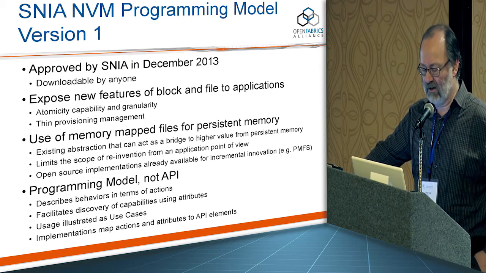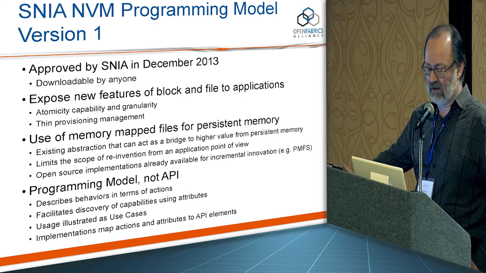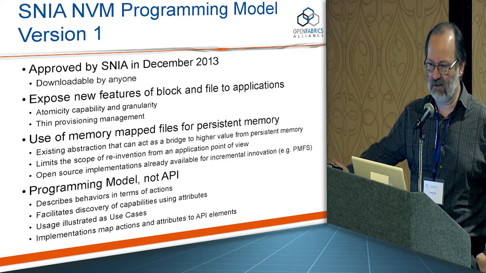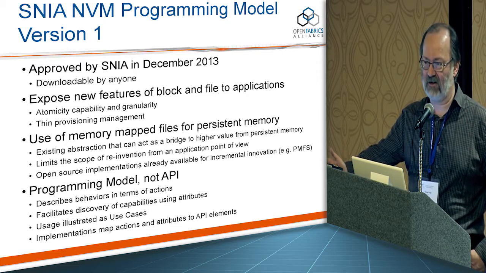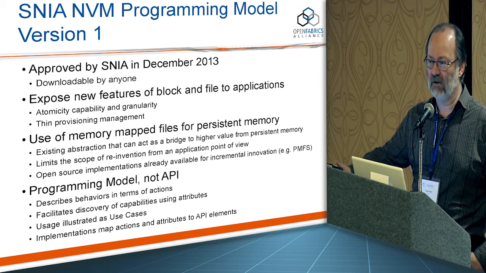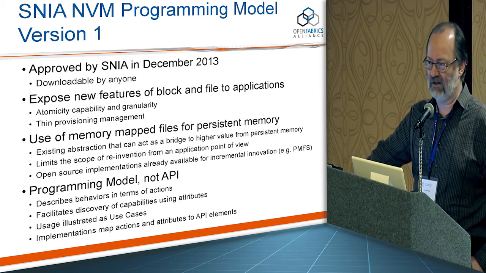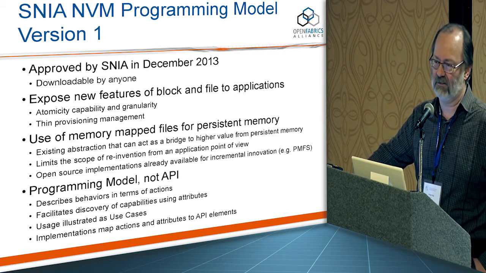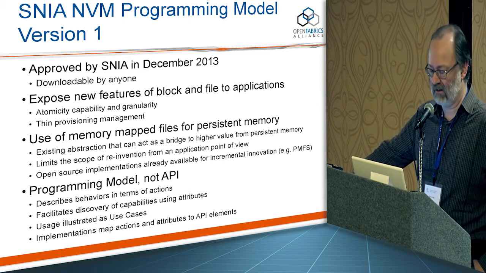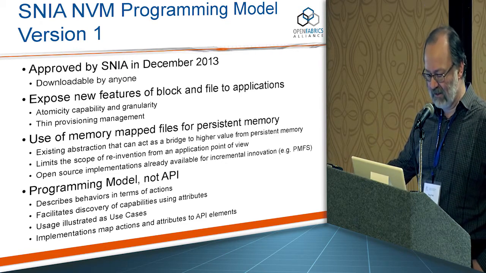Another thing that resonates with some things I heard this morning is that we chose to describe a programming model and not an API. It's more like a verbs type description, but we tried to stay at a fairly abstract level, at the application level, looking like a volume or a file system. We used actions to describe the things you can do and attributes to determine what a given system's capable of. And we use use cases in the specification to describe how we expected the actions and attributes to be used.